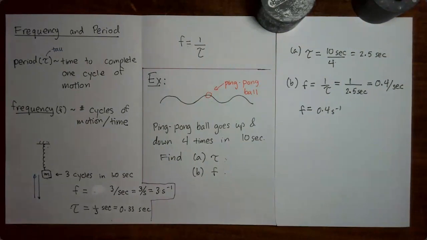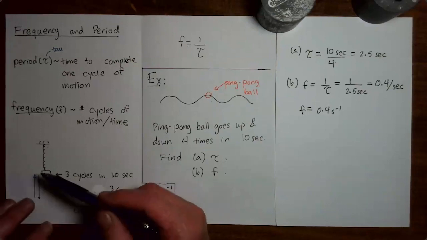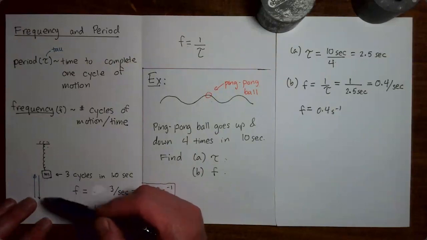Okay, so now we have had a quick introduction to the concept of oscillation and then to the ideas of frequency and period. Now, starting with the next video, we're going to be taking a deep dive into the archetypal example of an oscillating system, namely a mass oscillating at the end of a spring.